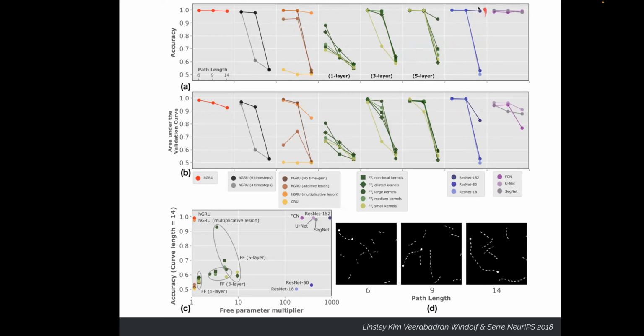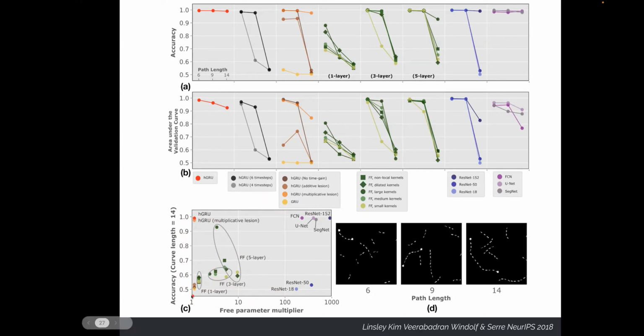You need to go all the way to 152 layers of processing for those neural networks to be able to solve the task. So they really learn that through brute force rather than through a much more generalizable and easily graspable strategy. We are replotting those results here in the lower left for the longer contour lengths. On the x-axis is the number of free parameters multiplier. The y-axis is the accuracy. We call it HGRU, as in horizontal gated recurrent unit. This is our recurrent neural network.